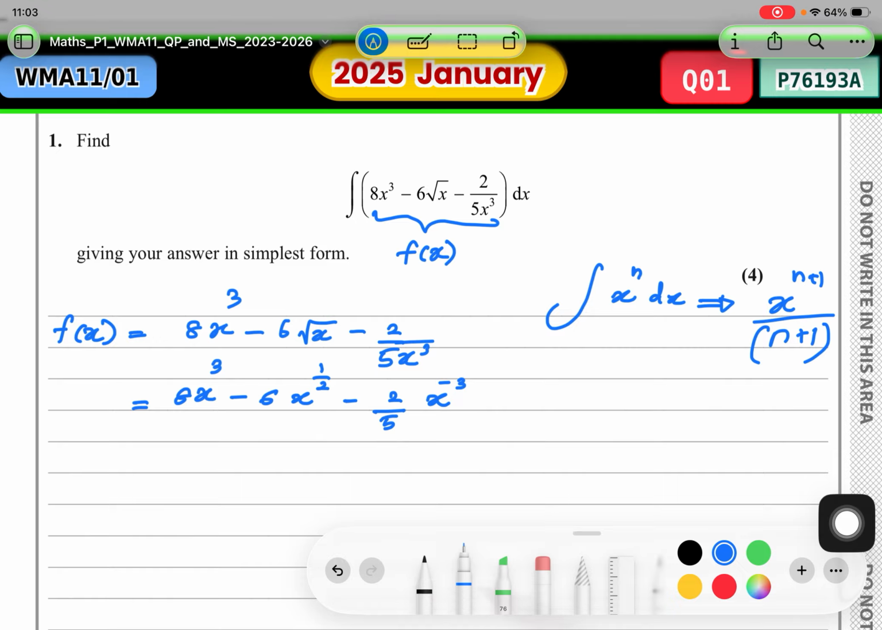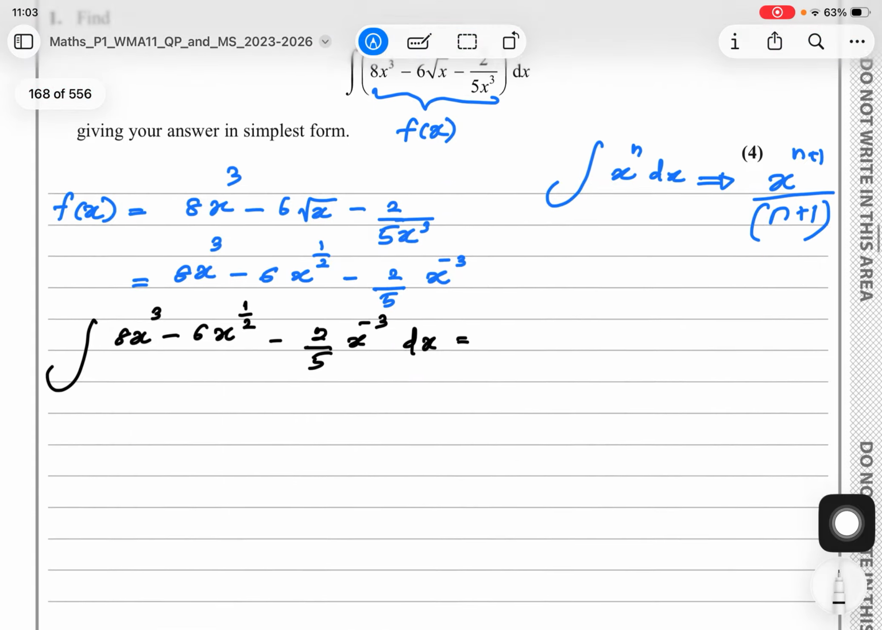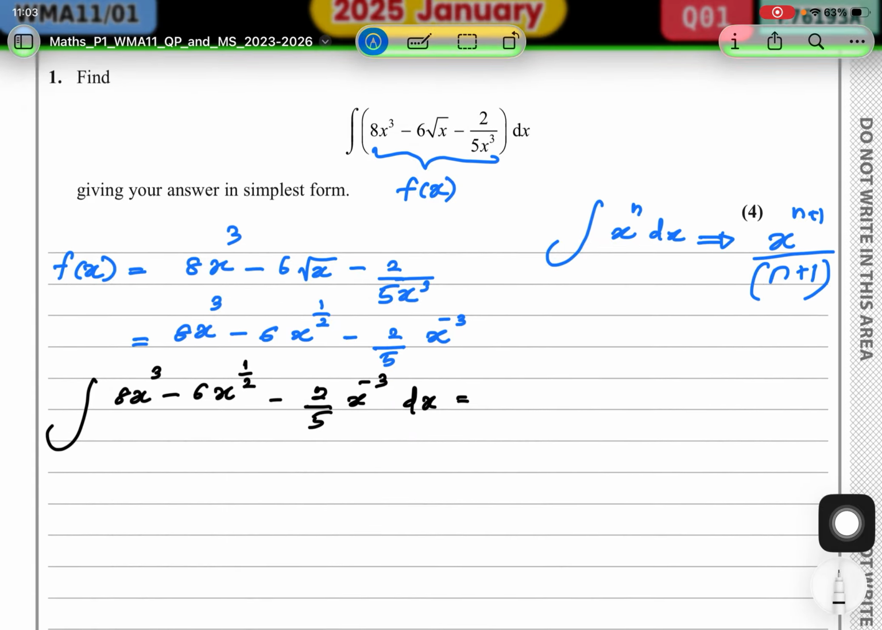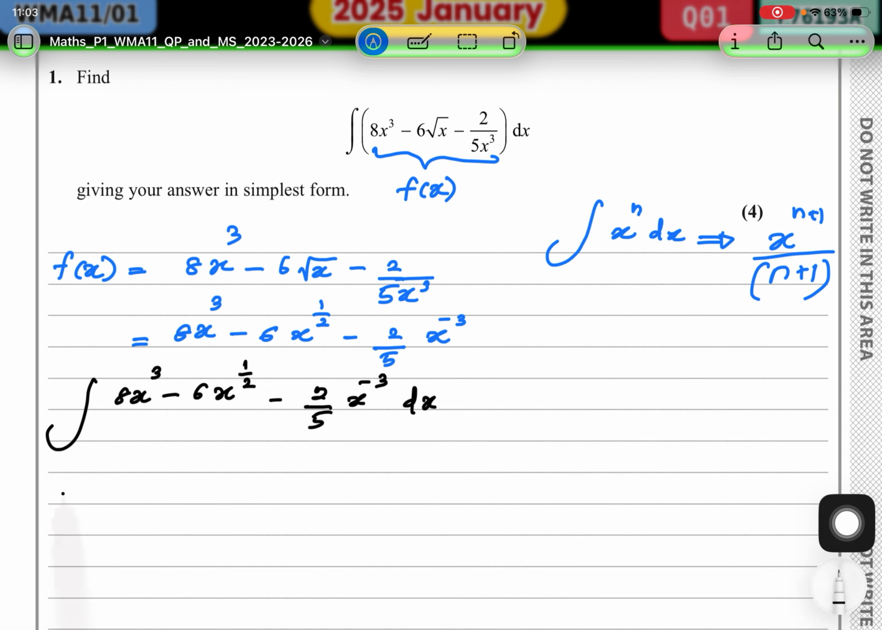So now what we're going to do is integrate this. When we are doing integration for this value, this will be pretty straightforward. So the very first term, 8 will be there, so I'll write it in here. You have 8 here, and x to the power 3 plus 1. So if it is 3 plus 1, we're going to have 4. So x to the power 4 divided by 4.